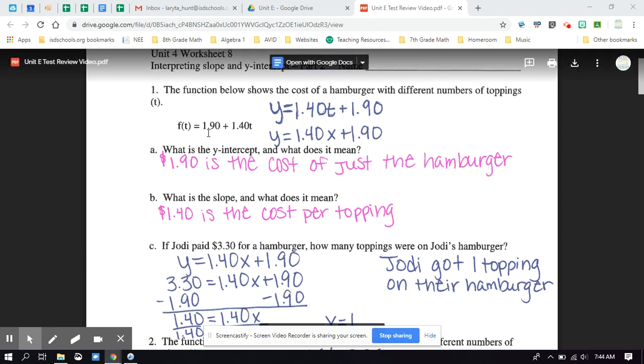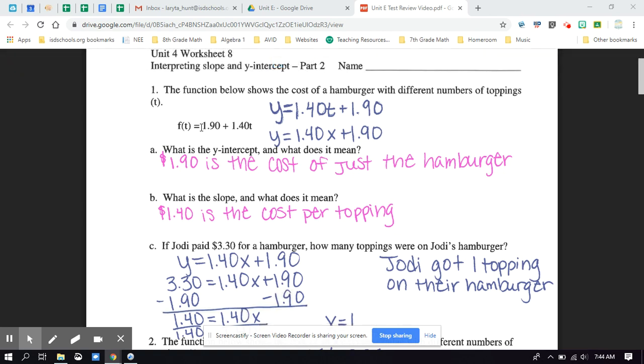You'll notice they put 1.90 first. So they put the y-intercept first, which is okay, even though it's called slope-intercept form. You can write it either way. For most of you, it's going to be more comfortable to rewrite it in slope-intercept form using y and x.